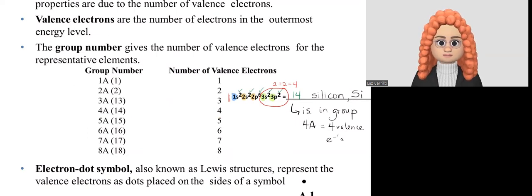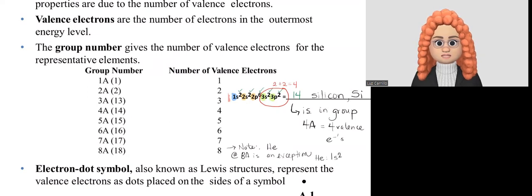But note that helium at 8A is an exception to the rule, because when we look at the electron configuration for helium, it's going to be 1s2. So that means that helium out of 8A is the only atom that has just 2 valence electrons in its outermost shell. Everybody else has 8.